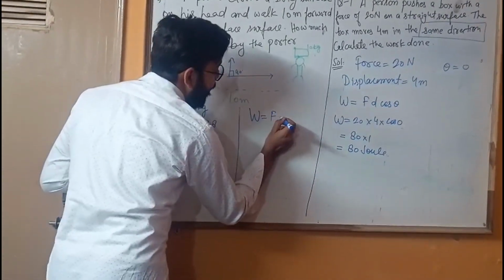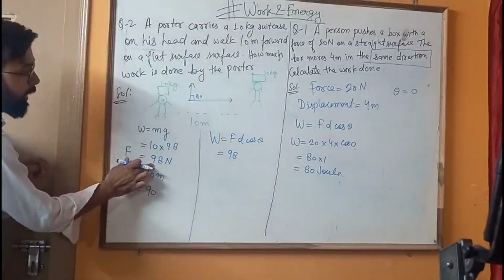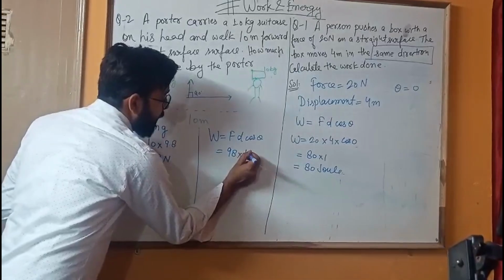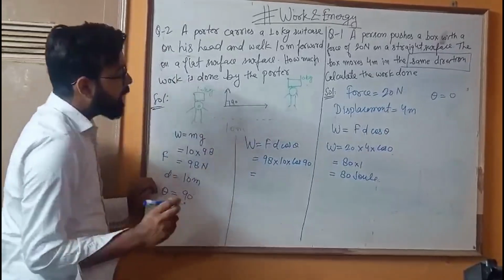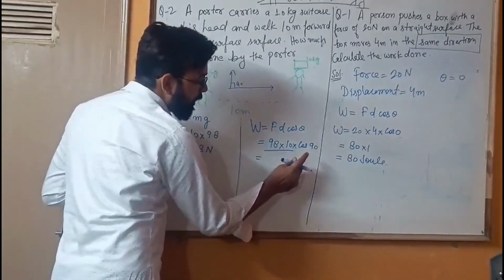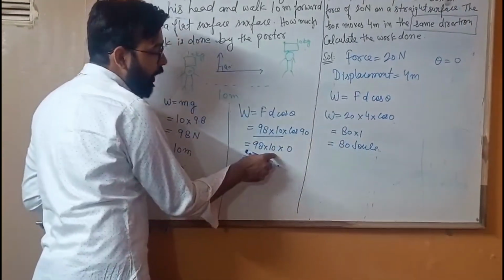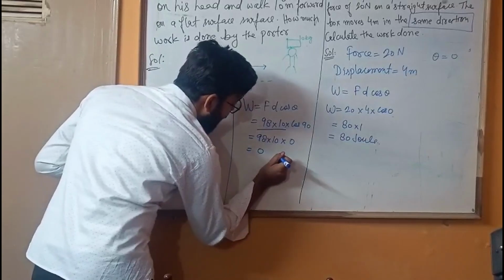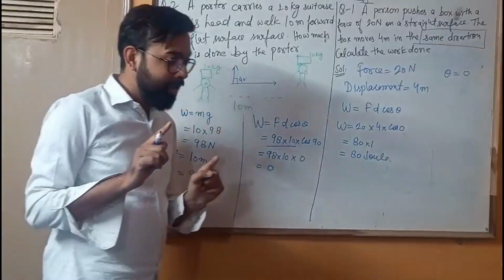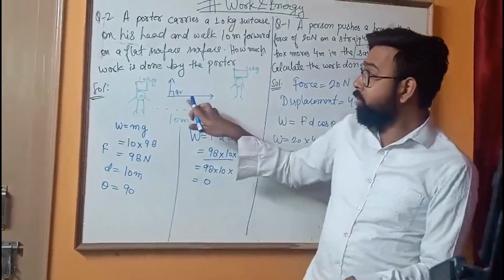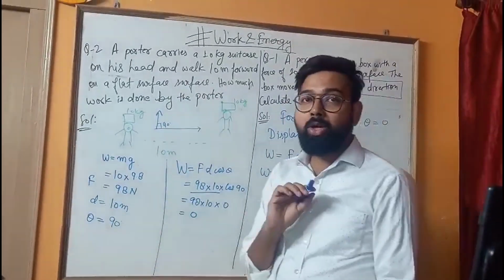W is equal to Fd cos theta. So the force is 98 Newton, displacement is 10 meter, and in place of theta we will put 90. Now I don't need to calculate this because cos 90 is 0. So 0 times 10 will be 0, and 0 times 90 will always be 0. So that means our cute little porter has not done any work, because he moved this suitcase in the rightward direction, but he's applying force in the upward direction, as I told you.